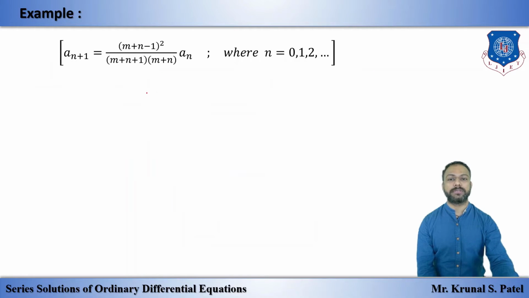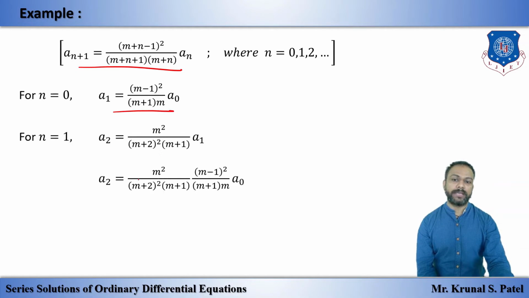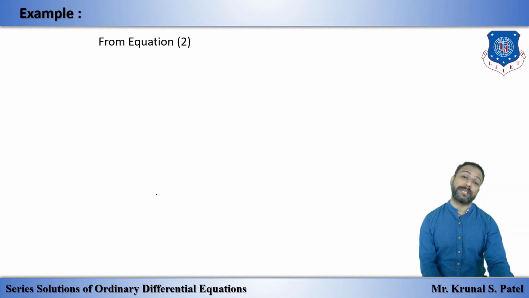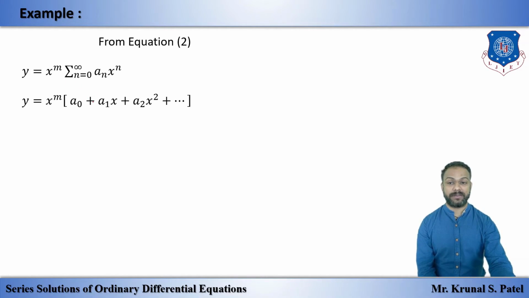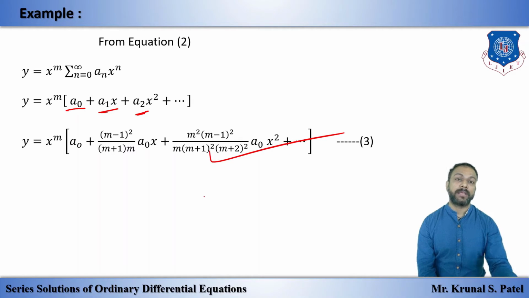Now we will start to put n is equal to 0. So we have this by putting n is equal to 0, then n is equal to 1. So we'll put the value of a1 from here. So by simplifying this we have our a2 and so on. So we'll put all this in equation number 2, that means in the trial solution. This is our trial solution. We'll put a0 as it is, we'll put a1 and a2. So we have this equation number 3.